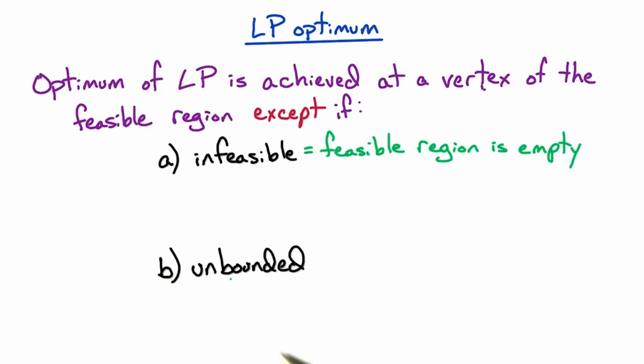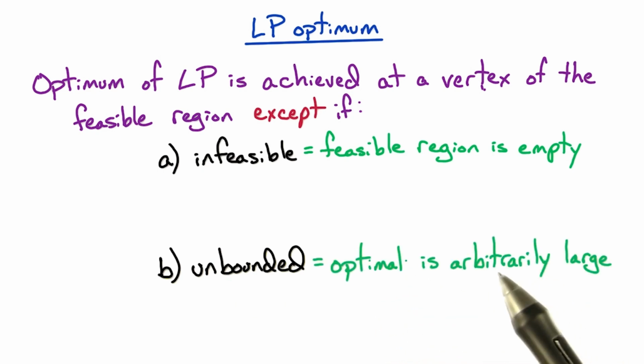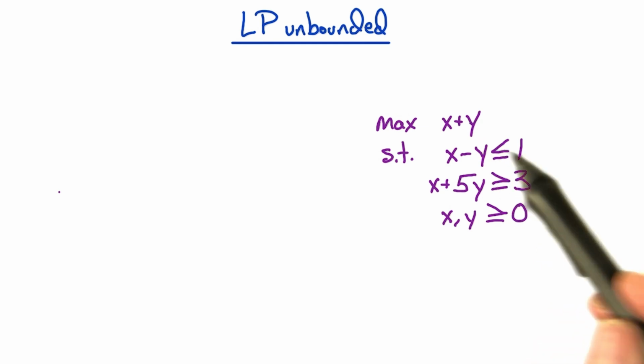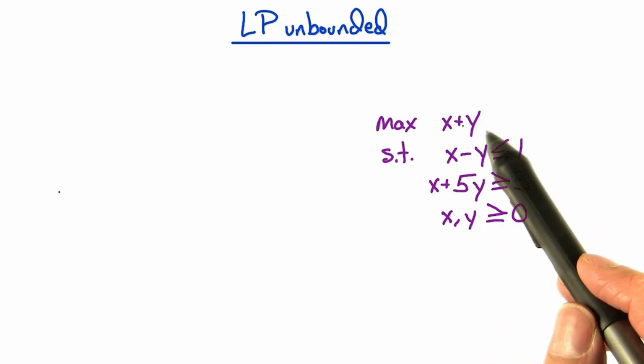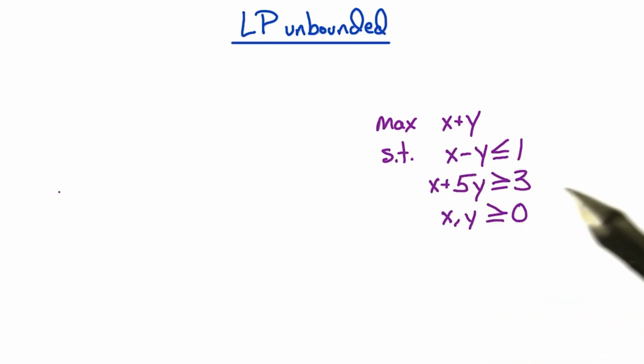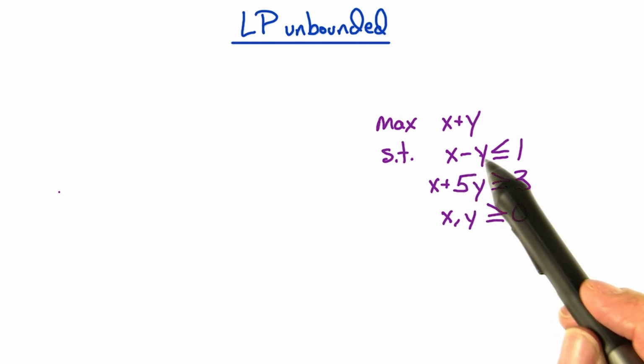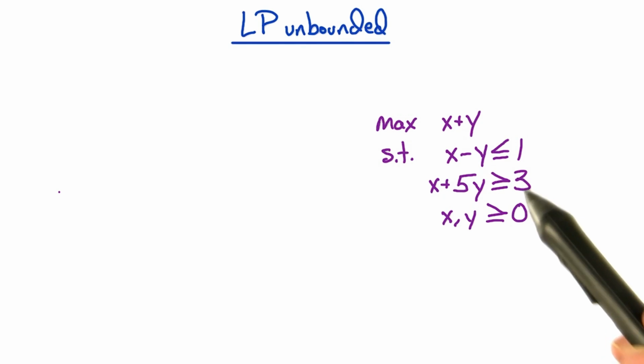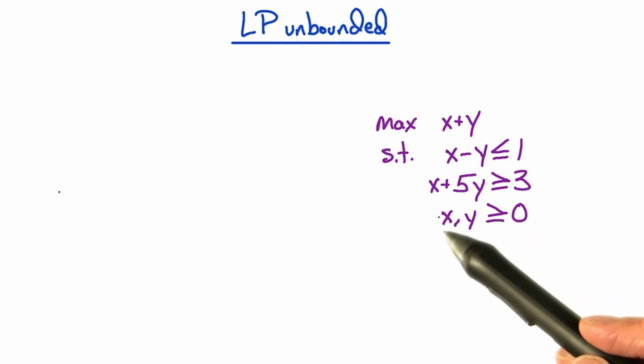Now let's take a look at what it means for an LP to be unbounded. This means that the optimal value of the objective function is arbitrarily large. Let's take a look at an example of an unbounded LP. We have two variables, x and y. We're maximizing x plus y, subject to the following constraints. x minus y is at most 1. x plus 5y is at least 3. And then we have the non-negativity constraints.